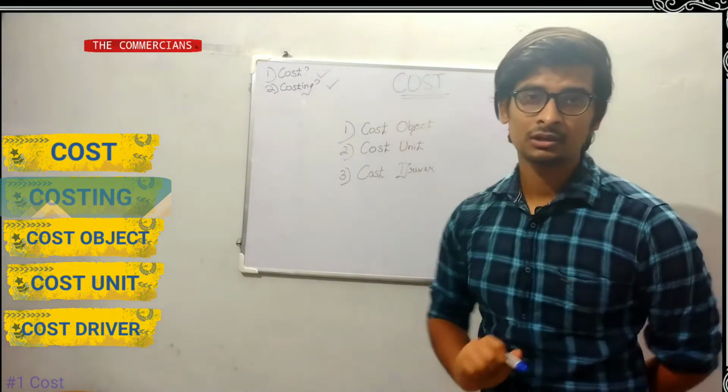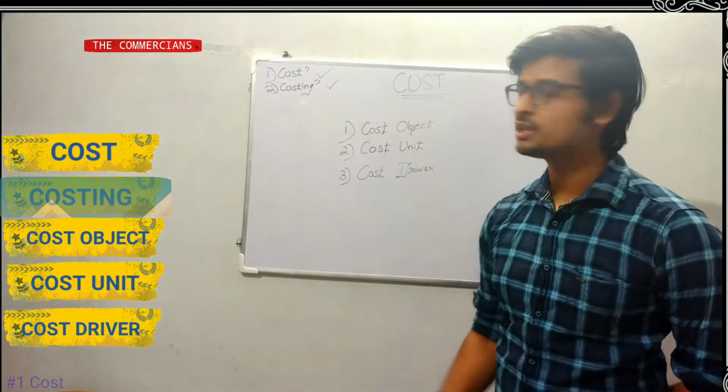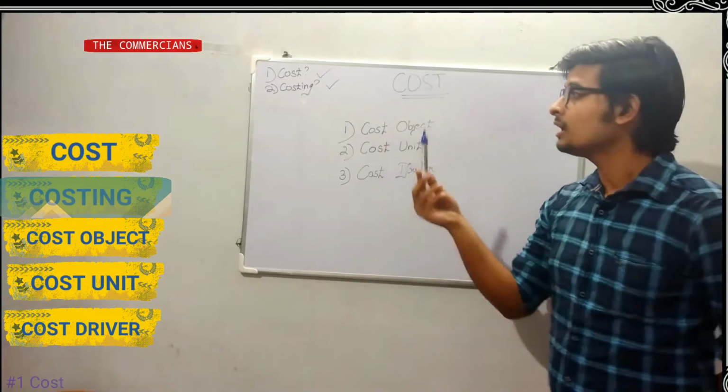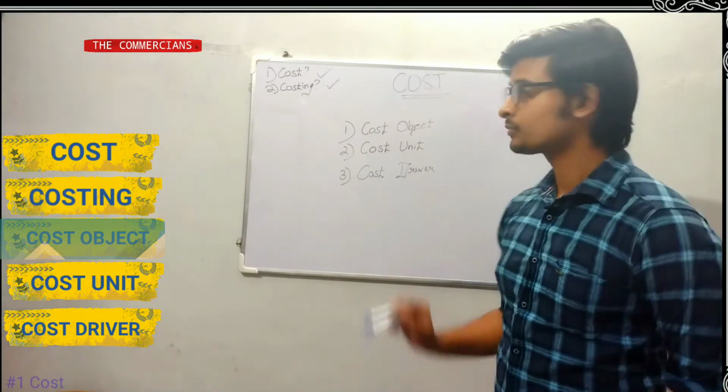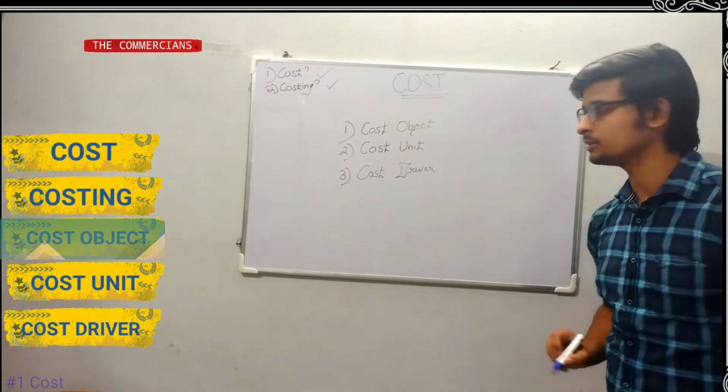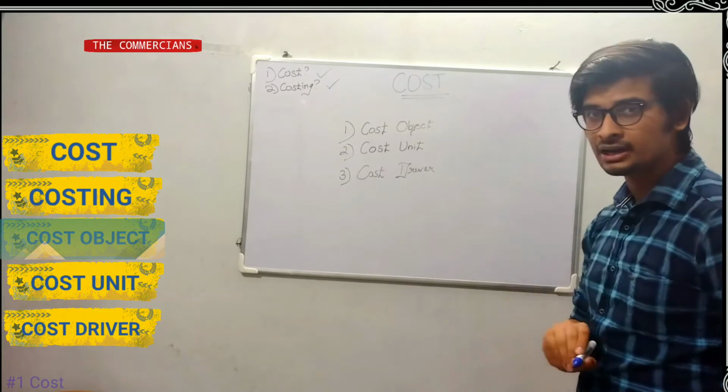Expenditure incurred to make a product is called a cost. Ascertaining the value, or the accounting, is known as costing. Now let's learn this with a simple example: what is a cost object, a cost unit and a cost driver?